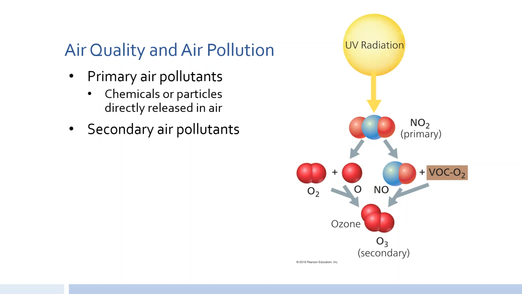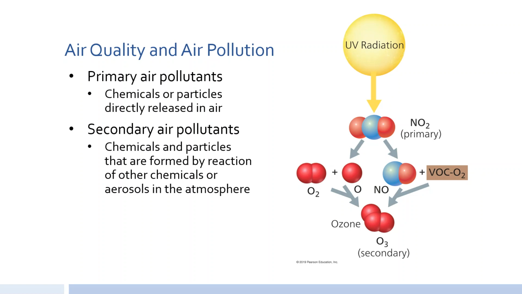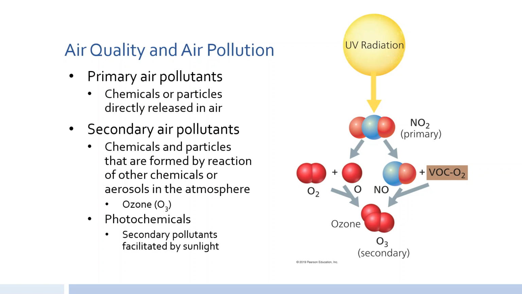This is different from secondary air pollutants. Secondary air pollutants are chemicals and particles that are formed by the reaction of other chemicals or aerosols in the atmosphere. So basically you have something being released into the atmosphere, reacting with something in the atmosphere, and possibly sunlight. If it's reacting with sunlight, it's a photochemical secondary pollutant, if it's being facilitated by sunlight.